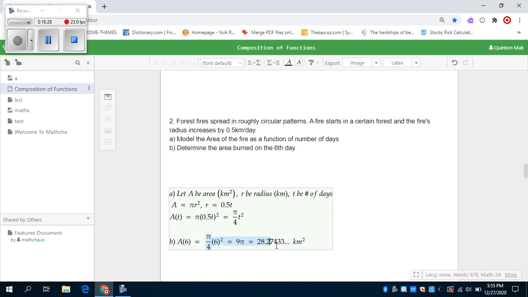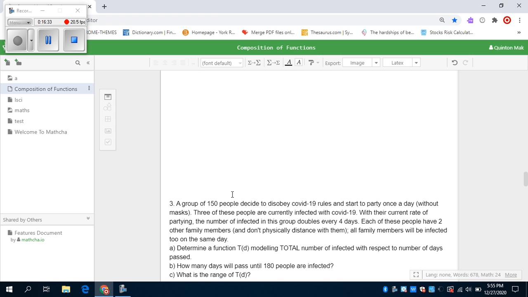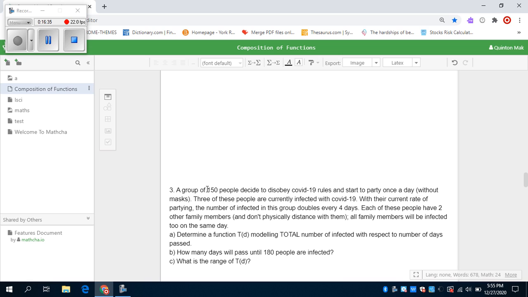Question 3. A group of 150 people decide to disobey COVID-19 rules and start to party once a day without masks. 3 of these people are currently infected with COVID-19. With their current rate of partying, the number of infected in this group doubles every 4 days. Each of these people have 2 other family members and don't physically distance with them. So all family members will also be infected too on the same day. This is what we're asked. You can pause the video and try to figure it out yourself.